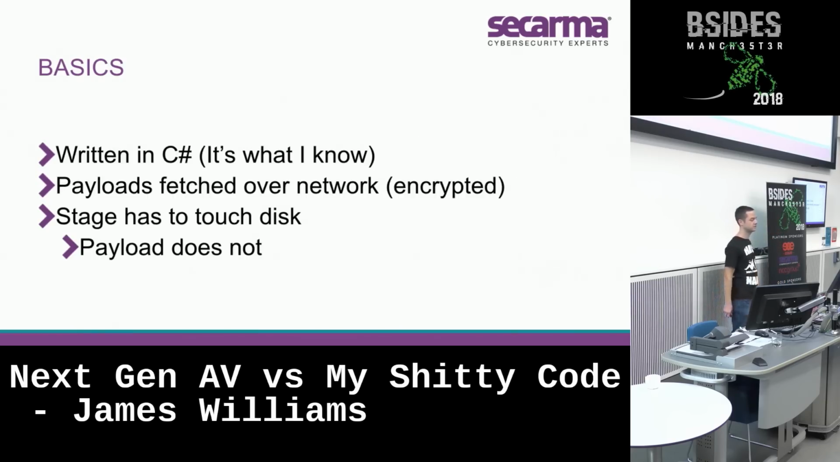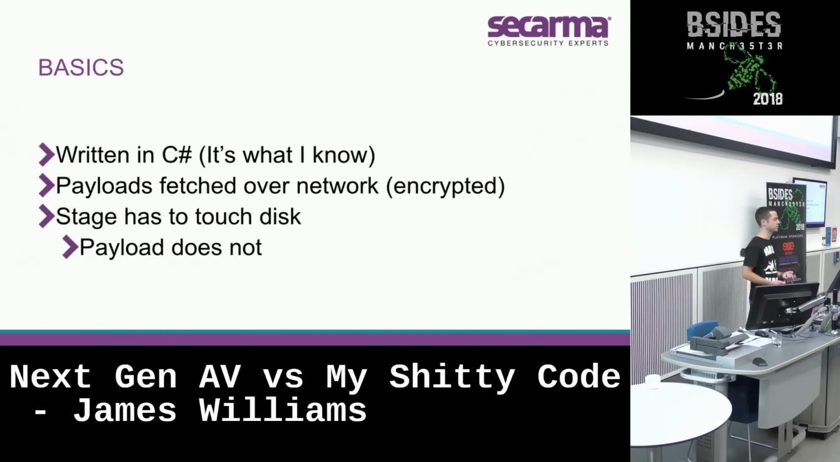So the real basics of this, it's written in C#, mostly because it's what I know, but you also get the benefits of reflection and stuff like that, which if people don't know, reflection is a way of launching something in memory in .NET. The payloads are fetched over the network, they go over HTTP. There's no reason why you can't use HTTPS for this, I've just not bothered to set it up for this. They are AES encrypted, so it's a one-time key, which we'll see in the payload generation stuff shortly.